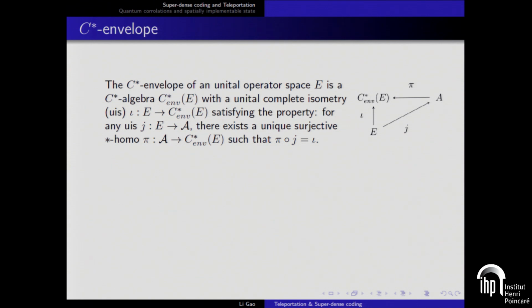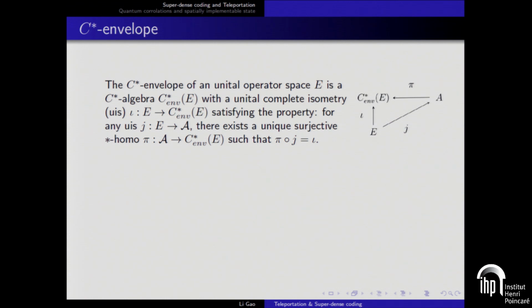So to move into the C-star algebra category, our candidate is the smallest C-star algebra containing an operator space, or more precisely, a unital operator space. That's the concept of the C-star envelope. The C-star envelope of a unital operator space is a C-star algebra together with a unital complete isometry, such that whenever you have another unital complete isometry to some other C-star algebra, you can always find a surjective star homomorphism sending it back to the C-star envelope, making this diagram commute.